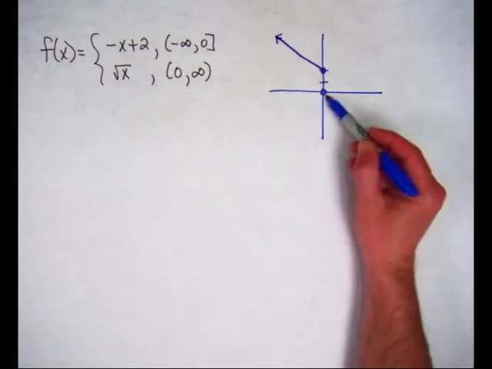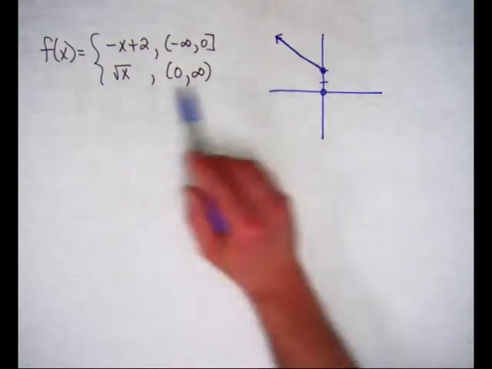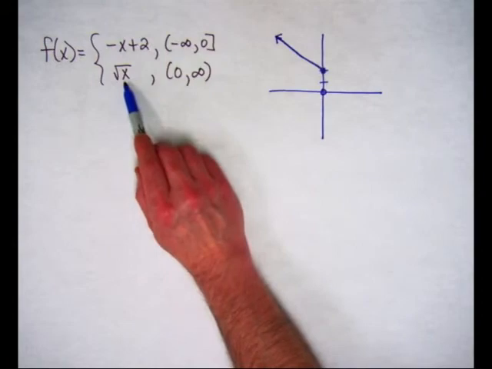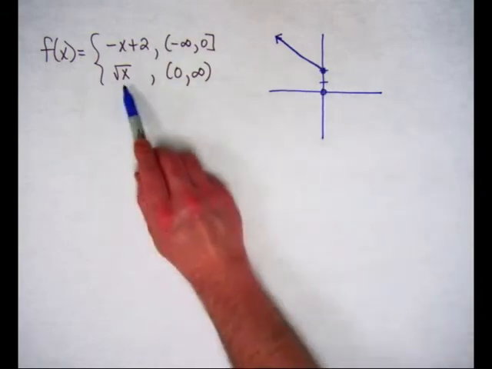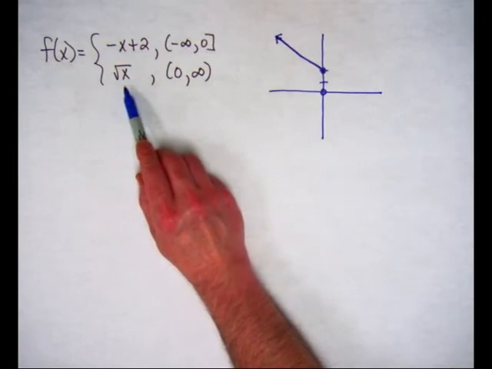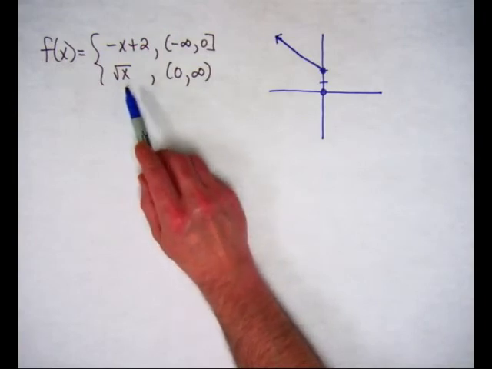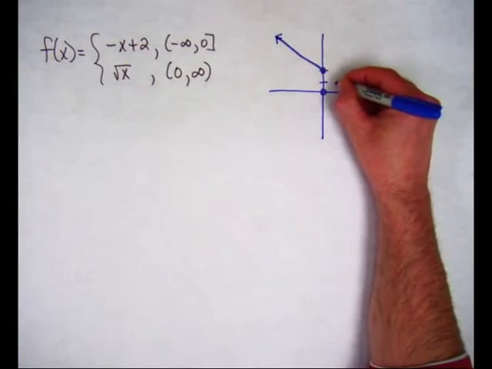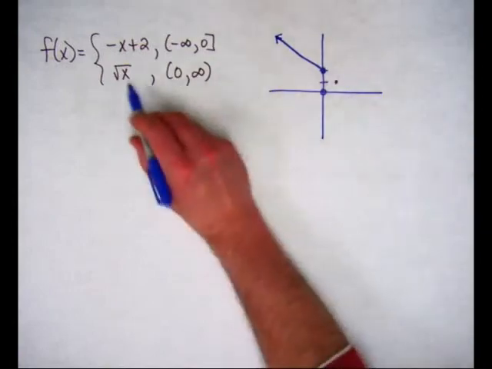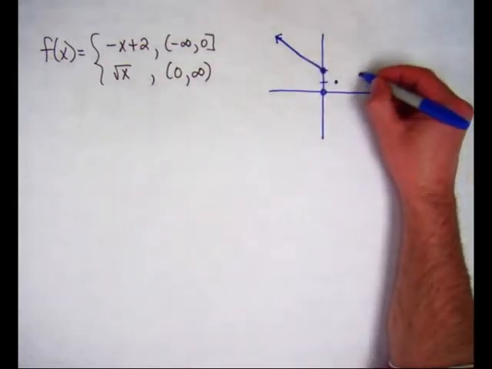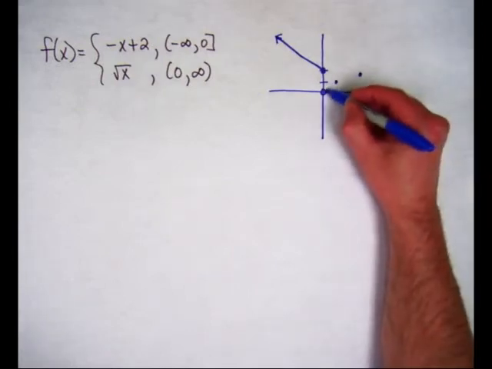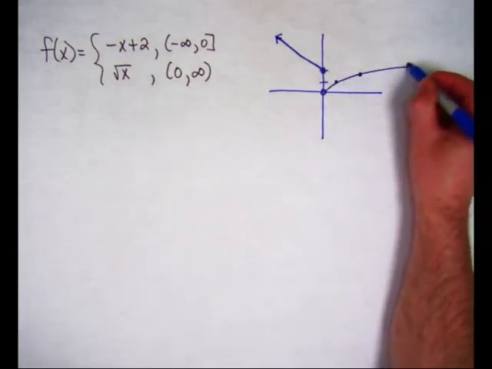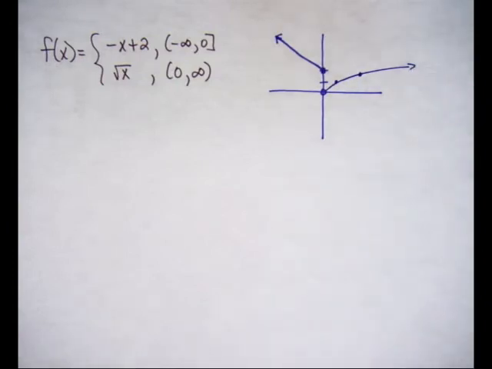Then starting at the number 0, I'm going to pick up this graph, which is a root graph, a square root graph, and I'm going to graph it all the way to the right. If you're not familiar with this graph, you can always just plug in a couple of numbers. If I plug in 1, I get 1. If I plug in 4, I get 2. Plug in 9, I get 3. So what's happening is it's actually a sideways parabola. It looks like that.